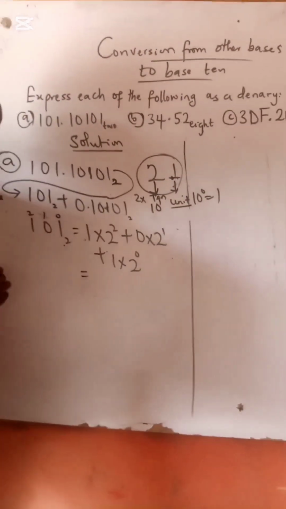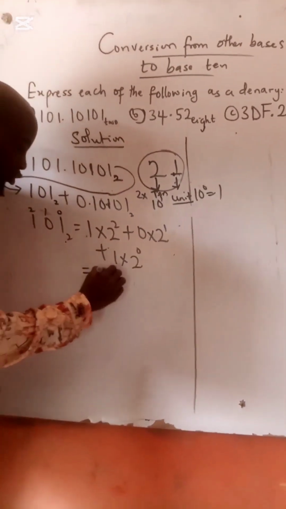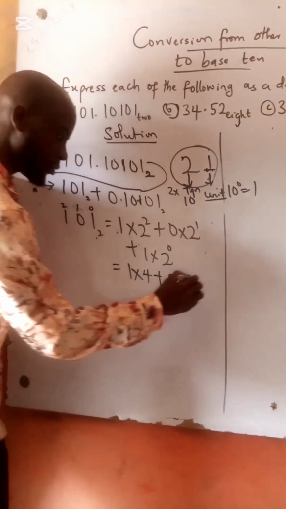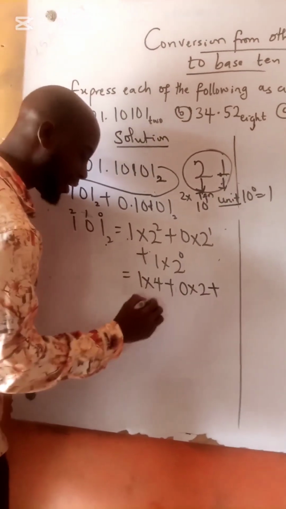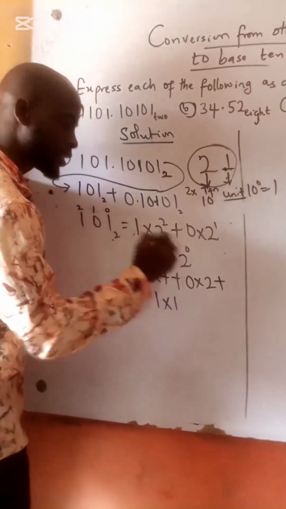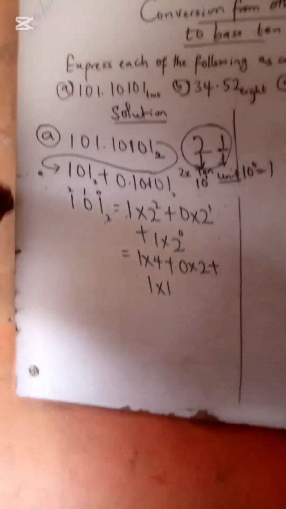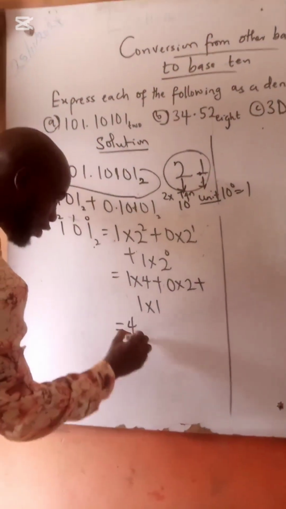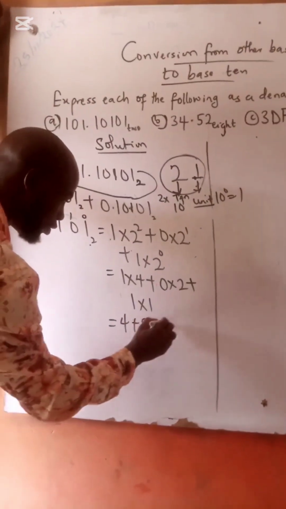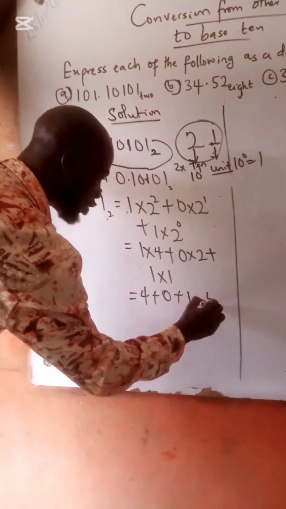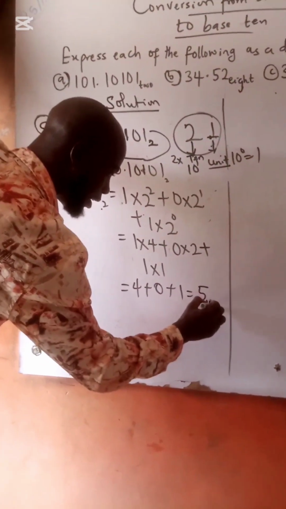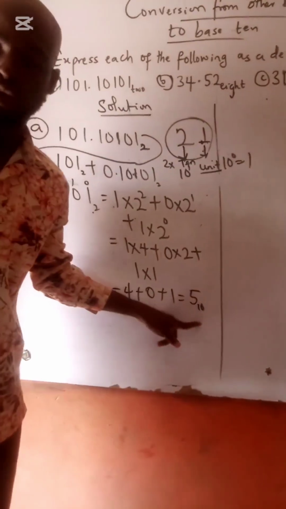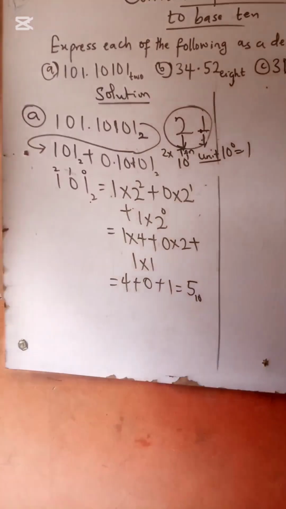So 1 times 2 power 2 is 4. 0 times 2 power 1 is 0. And then 2 power 0 is what? 1. Anything raised to power 0 is 1. Let's not forget that. Now 1 times 4 is 4, 0 times 2 is 0, 1 times 1 is 1. So that gives us 5. That is in base 10. Don't forget, which means 101 in base 2 is equal to 5 in base 10.